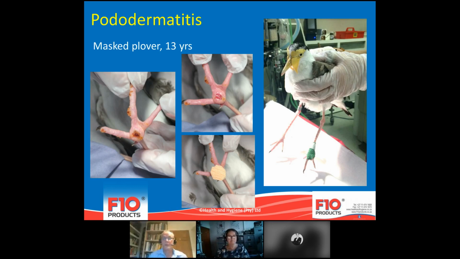And the issue was this particular zoo was not using F10 at the time. They were using a product which I hate to say is used a lot in UK zoos, which isn't efficacious against Pseudomonas. And the particular outbreak, of course, was Pseudomonas infection in the water, giving rise to the pododermatitis. So just make sure that if you've got water around for a lot of time, that you are using a disinfectant that is effective against Pseudomonas, because obviously we know that's where Pseudomonas likes to be.